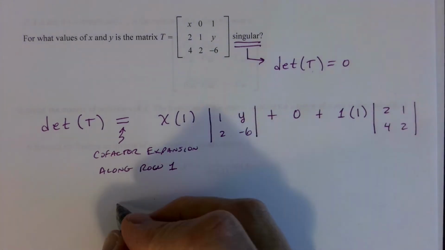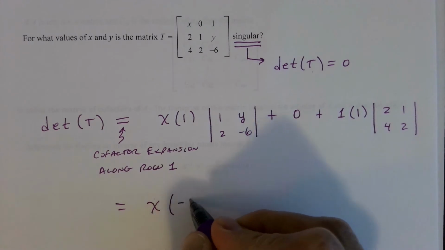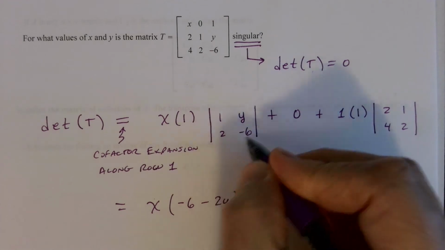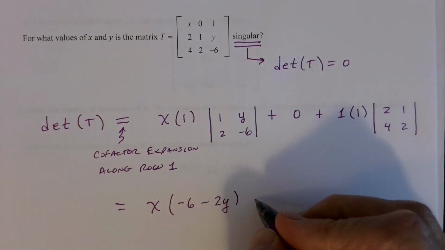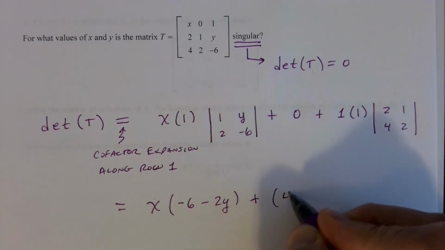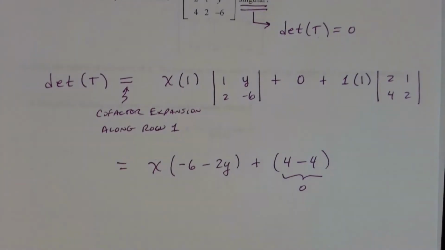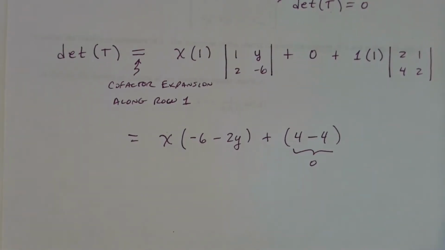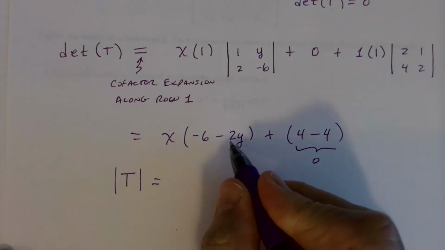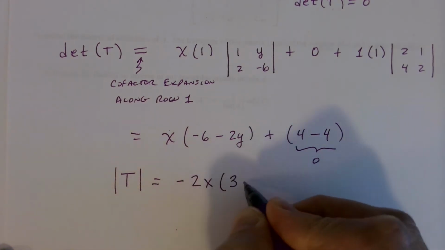And let's compute these determinants. This one is going to be negative 6 minus 2y: 1 times negative 6, 2 times y. Plus 0. And then this is going to be 1 times, what's this? 2 times 2 is 4, 1 times 4 is 4, so that's also 0. And we found our determinant. The determinant of T, I'll write it this way, I'm going to factor out a negative 2 out of here, negative 2x, and that leaves me positive 3 plus y.